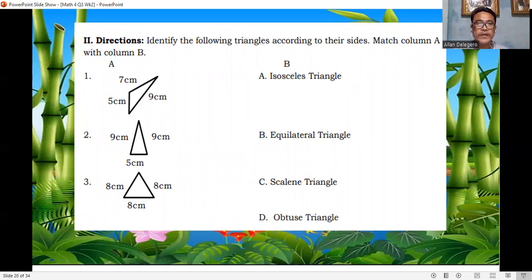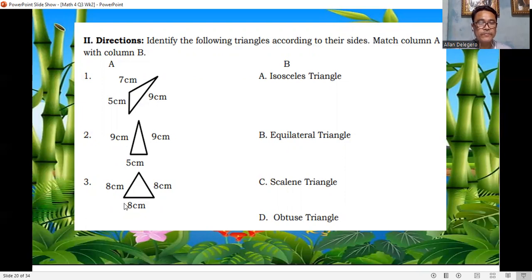Identify the following triangles according to their sides. Match column A with column B. Okay. Number 1 is a triangle measures 9 centimeters, 7 centimeters, and 5 centimeters. Number 2, a triangle measures 5 centimeters, 9 centimeters, and 9 centimeters.